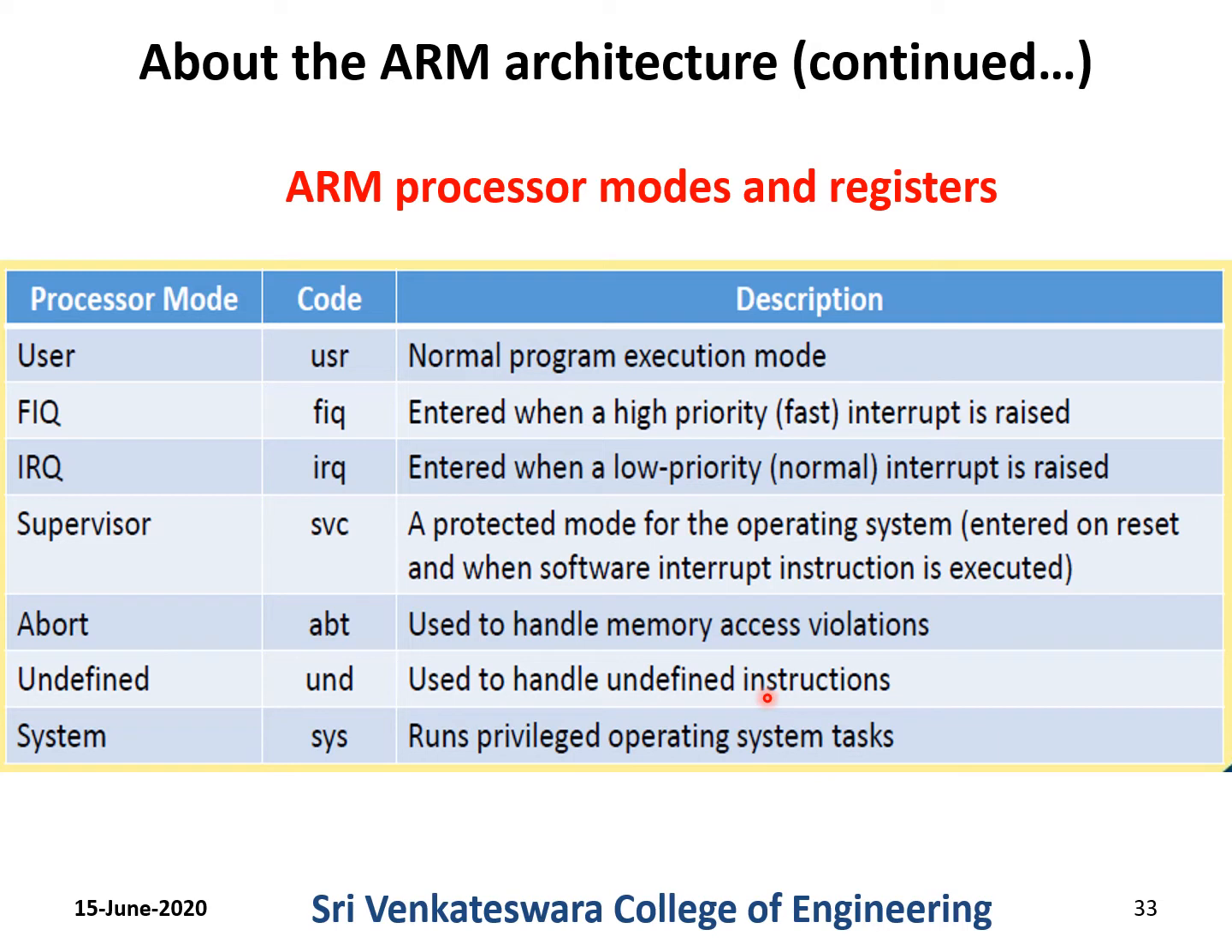If the program has some instructions which are not defined for this particular processor, then the processor enters into undefined mode. If the processor is using operating system tasks, then the processor enters into system mode. So out of these 7 modes, the processor may be switching from one mode to another depending upon the circumstance it is facing.